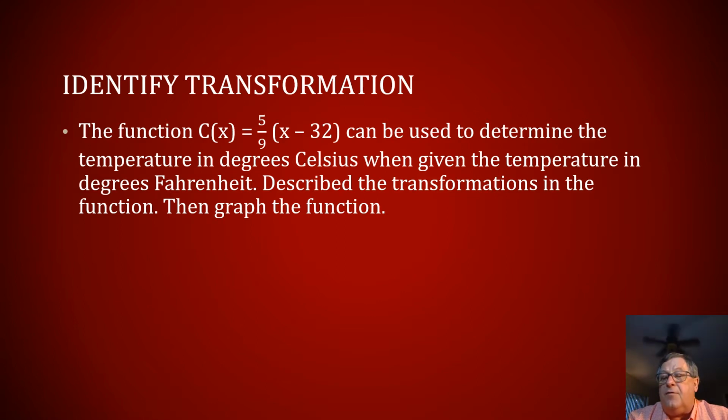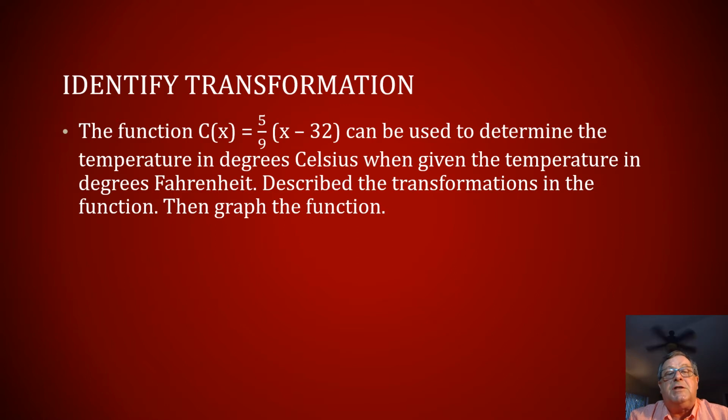That is the function C of x, Celsius, equal to 5/9 times x, where x is the temperature in Fahrenheit, minus 32. We can use that to determine the temperature in degrees Celsius when given the temperature in degrees Fahrenheit. We're asked to describe the transformations in the function and then graph it.